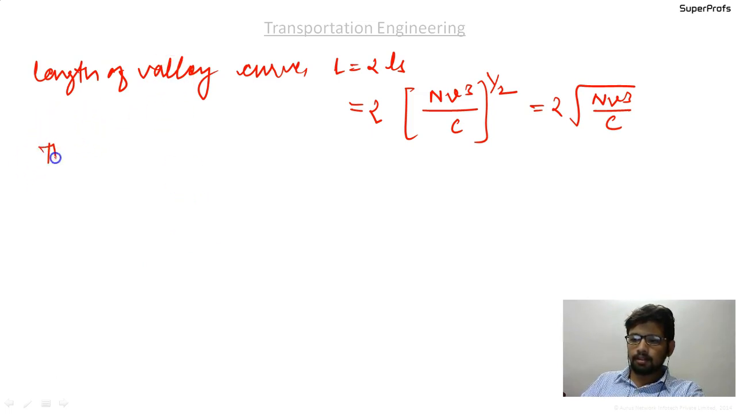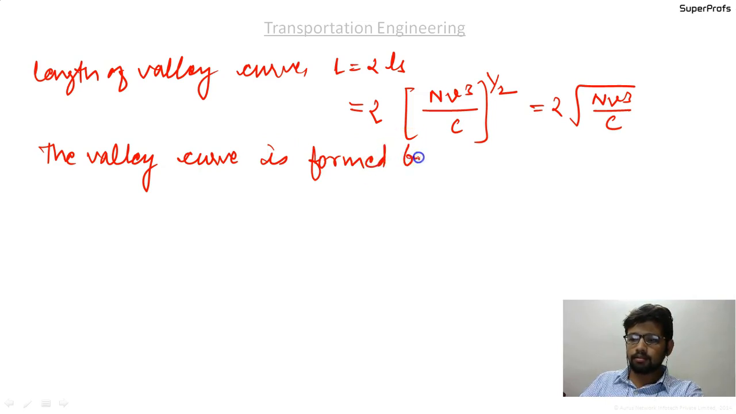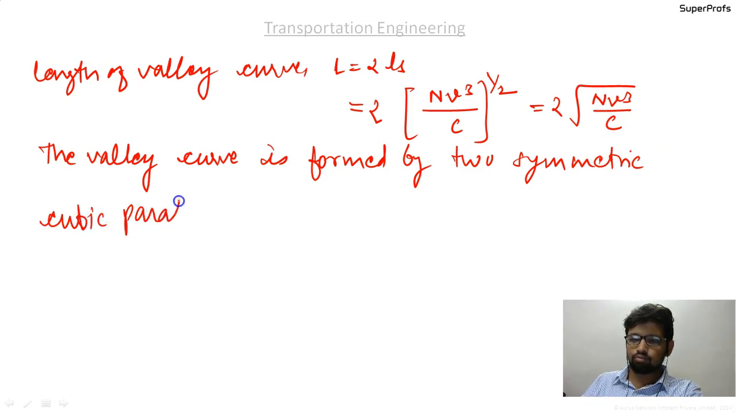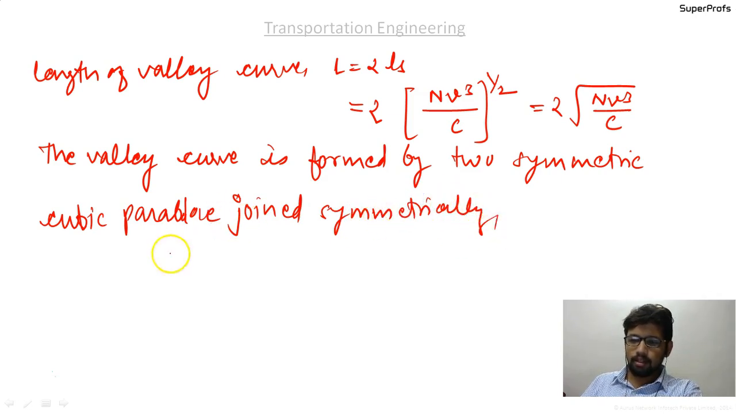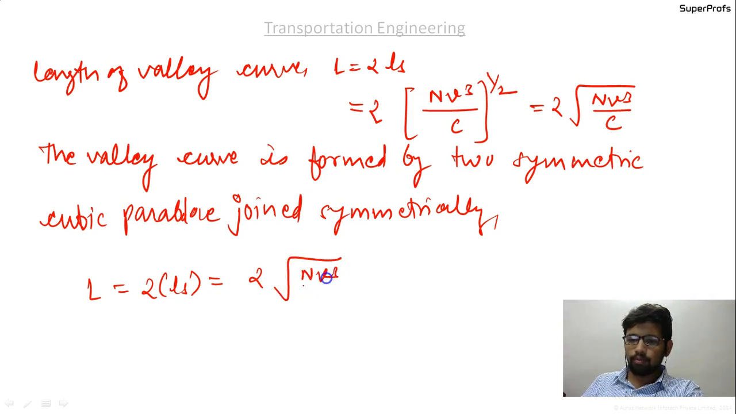Therefore, the length of the valley curve is equal to twice of ls, which is equal to 2 under root of nv cube by c.